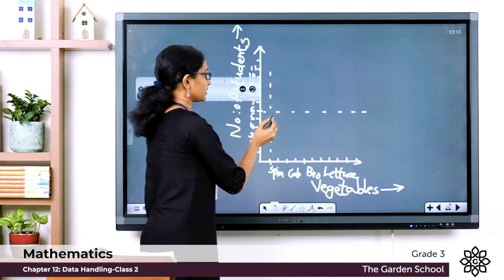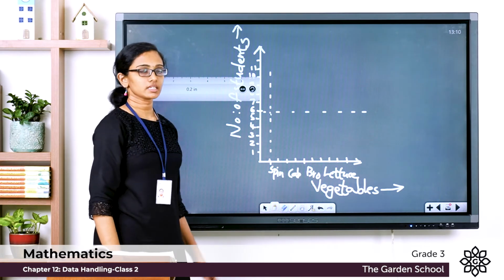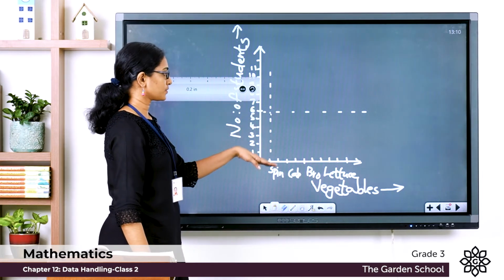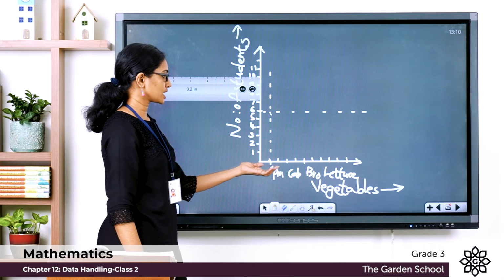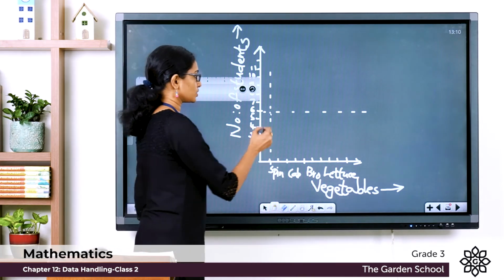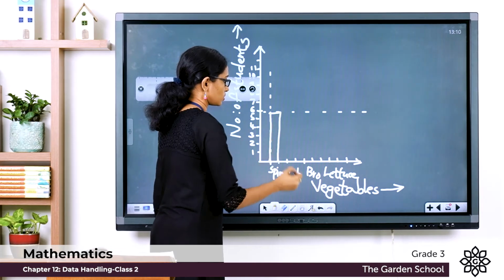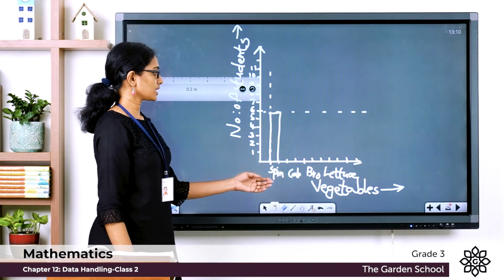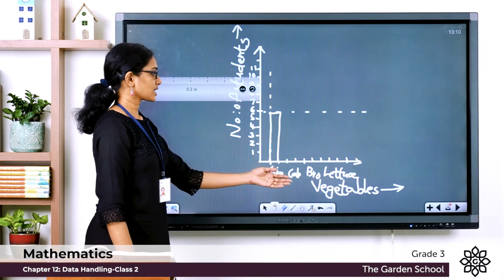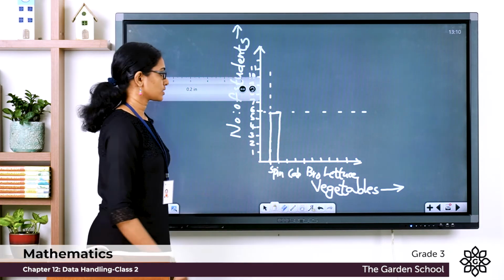So you see the point where these two lines intersect. Till there you have to draw the first rectangular bar corresponding to spinach. So you can draw using your ruler and pencil. I am going to draw a rectangle here. Now similarly you have to draw the rectangular bar corresponding to cabbage.